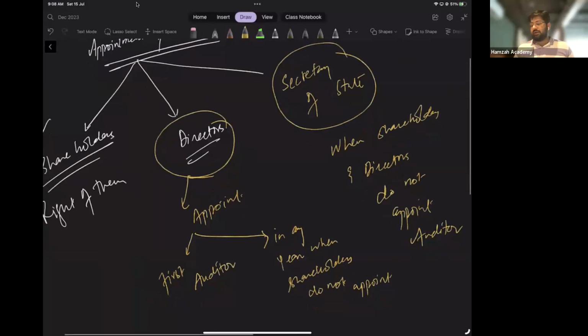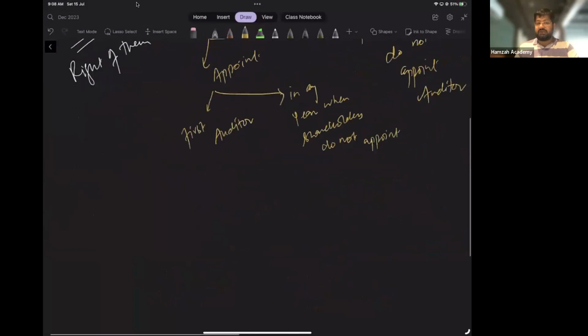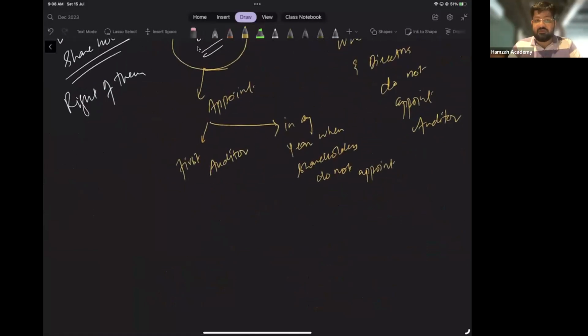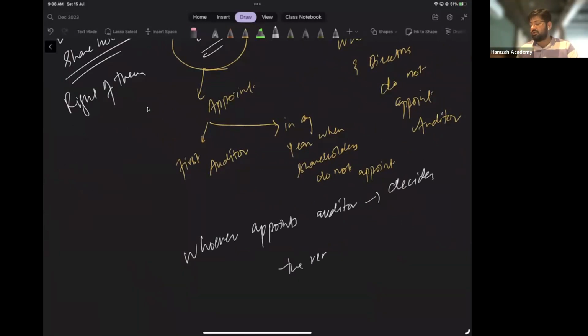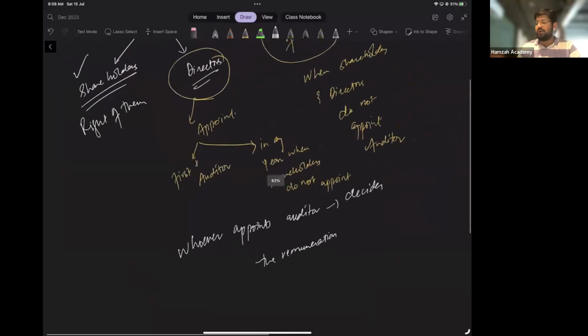Now, next. So, students, the point is, who decides the remuneration then? Remember, whoever appoints the auditor decides the remuneration. Whoever appoints the auditor, they decide the remuneration, that is, what is the fee to be paid to the auditor.